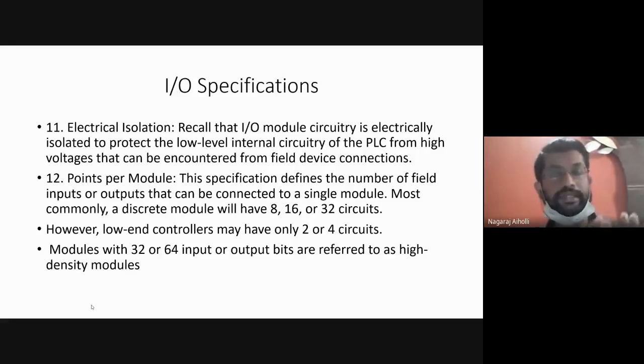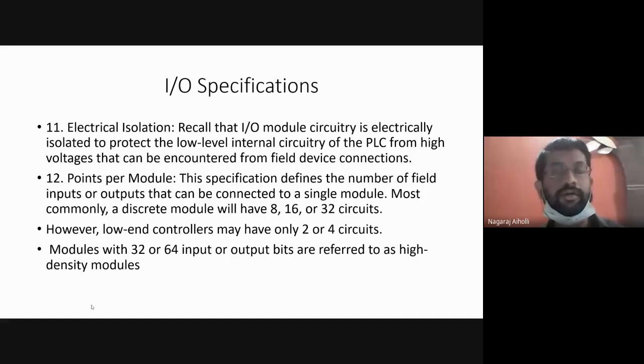If it is a discrete IO module, then the specification used is points per module. If it is an analog type of IO module, then we use a term called channels per module. This defines the number of field inputs or outputs that can be connected to a single module. For a discrete module, we can connect 8, 16 or 32 circuits or field devices. There are certain modules wherein we can connect just 2 or 4 field devices.